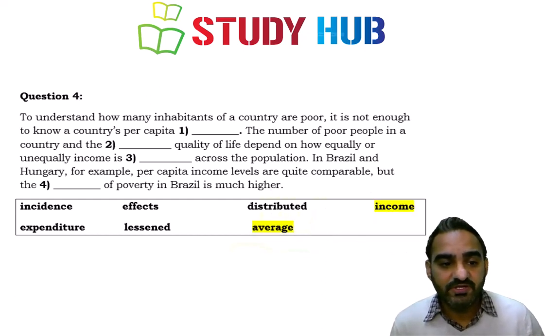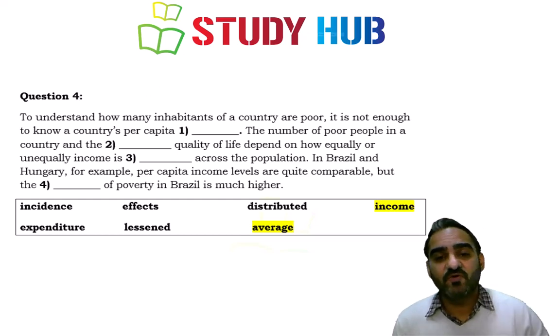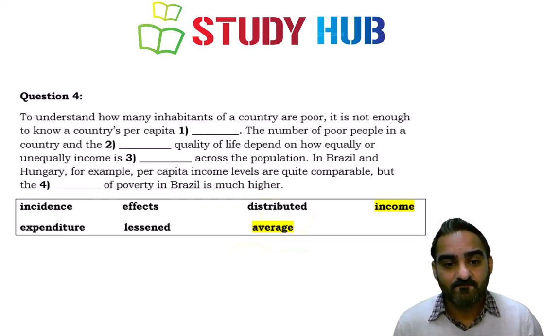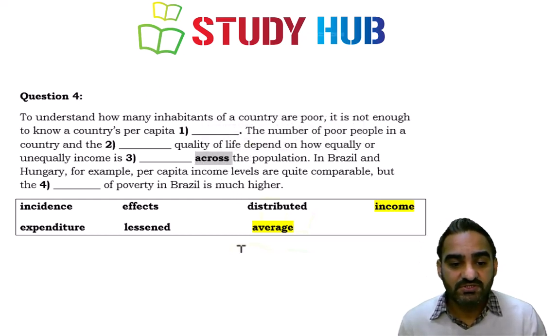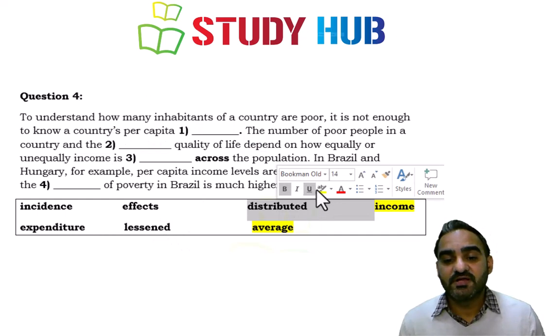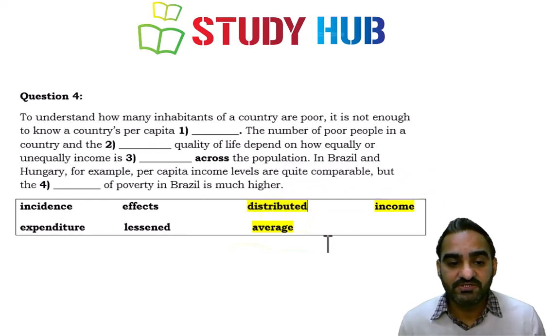Depends on how equally or unequally income is dash across the population. Income is, a third form verb is needed after is. And we also need to make sure it is collocating with across. How many third form verbs are there? Two of them, distributed and lessened. Now what is across the population? Income. So income can be lessened or income can be distributed. Well, straight away the answer will be distributed across the population.